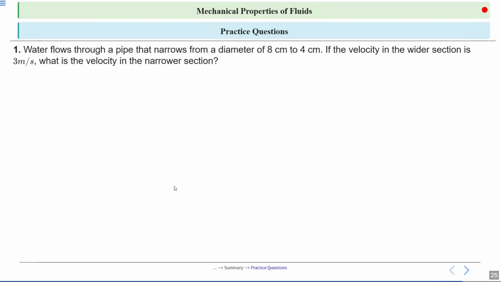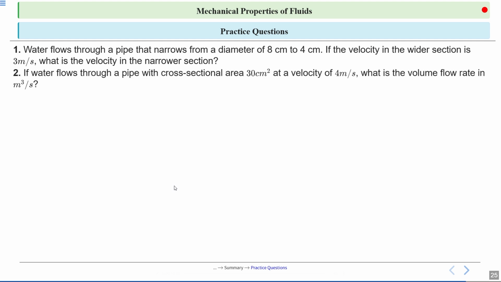Now we have some practice questions. First, water flows through a pipe that narrows from a diameter of 8 centimeter to 4 centimeter. If the velocity in the wider section is 3 meter per second, what is the velocity in the narrow section? So here you have to find out the velocity in the narrow section.